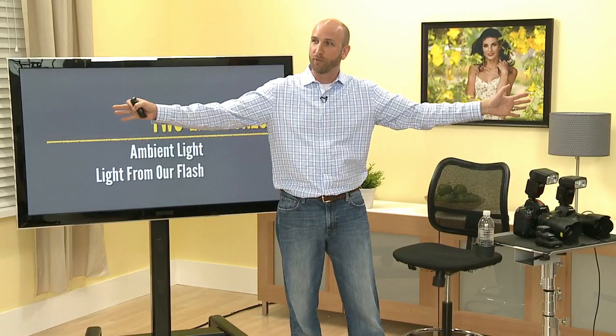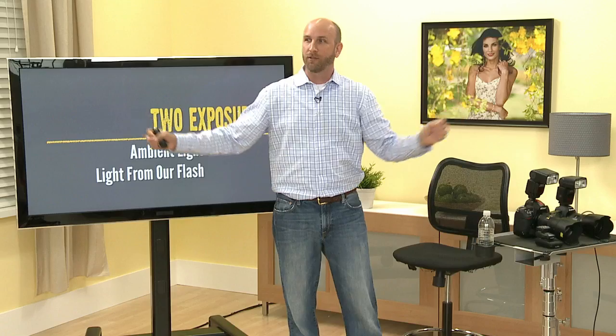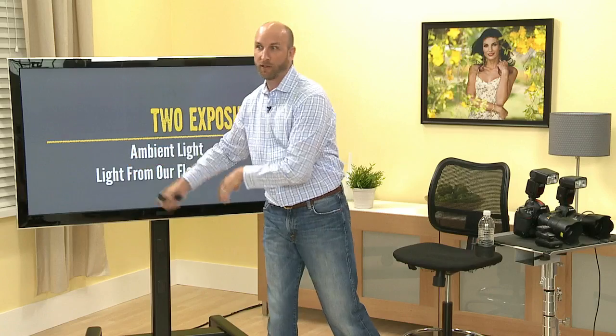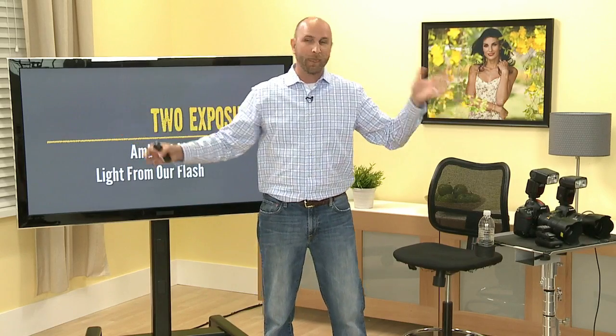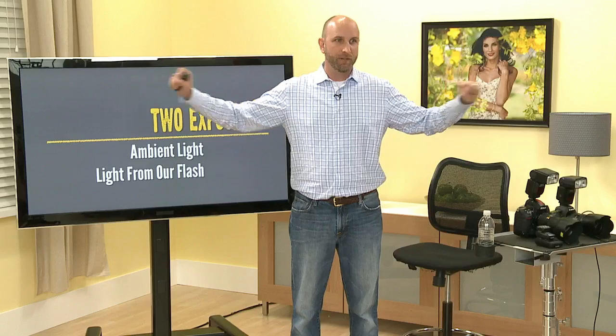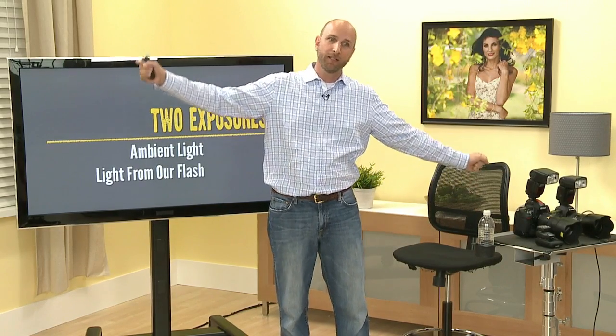And not only do we have two different exposures, we have two different qualities of light now to pay attention to. So our ambient light can be hard light, and our light from our flash can be soft light. Or the ambient light can be soft, and the light from the flash can be hard. Or they can all be hard or all soft. And we get to choose all those things. The important thing to understand is they're separate, and we can control them independent of each other. And that's the fun, and that's what we're going to do.